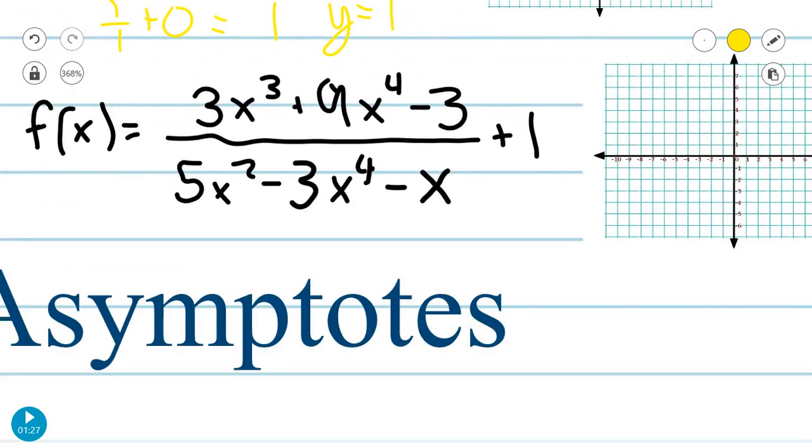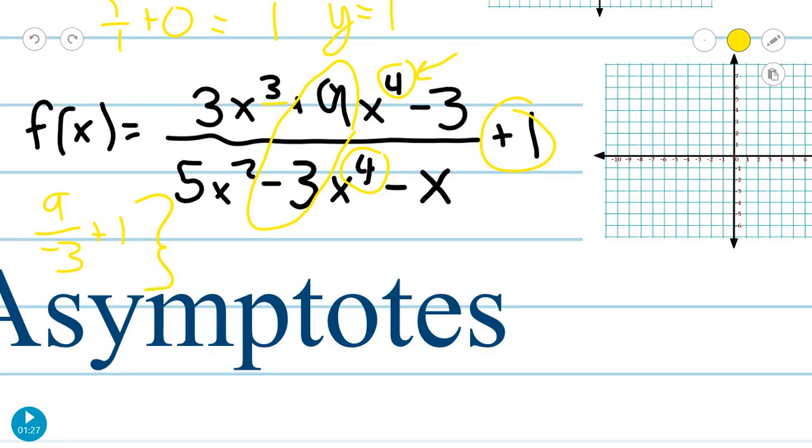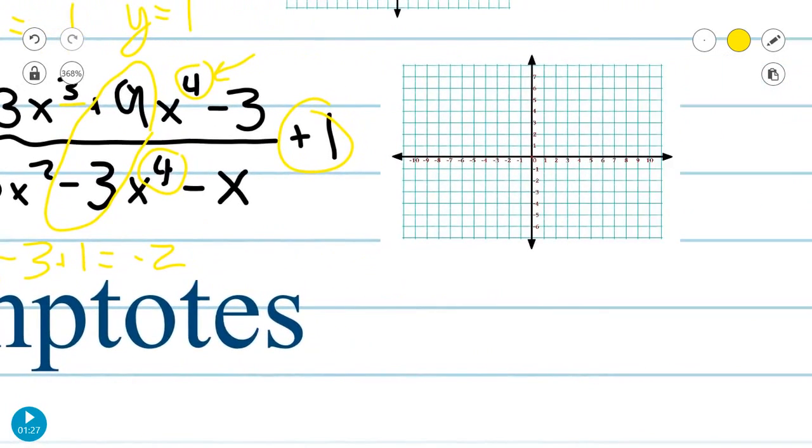Okay. The degree of the top here is 4. Again, I'm looking for the highest exponent value, not just the first one. The degree of the bottom is 4 as well. So that means I take the ratio of the coefficients that are connected to the variables with the highest exponents. This is 9 divided by -3, and then I'm going to add 1 here. So this is equivalent to -3 plus 1, which is equal to -2. So my graph will have a horizontal asymptote at -2, which looks like that. So that's how you do the horizontal asymptotes.